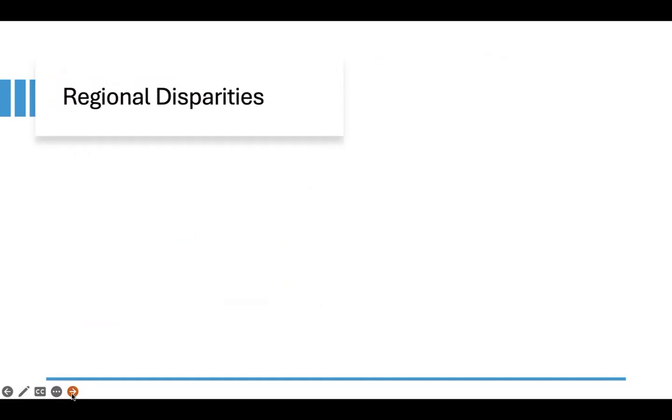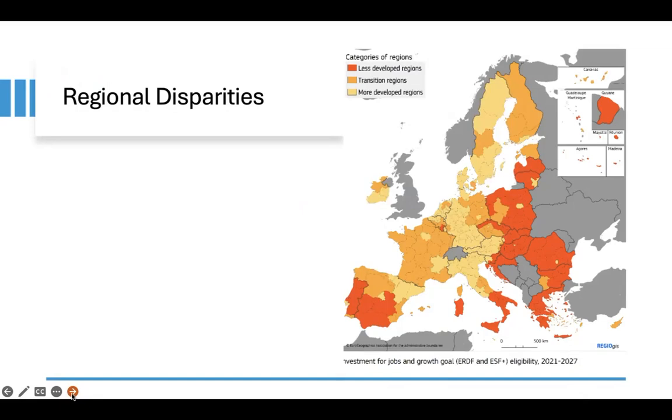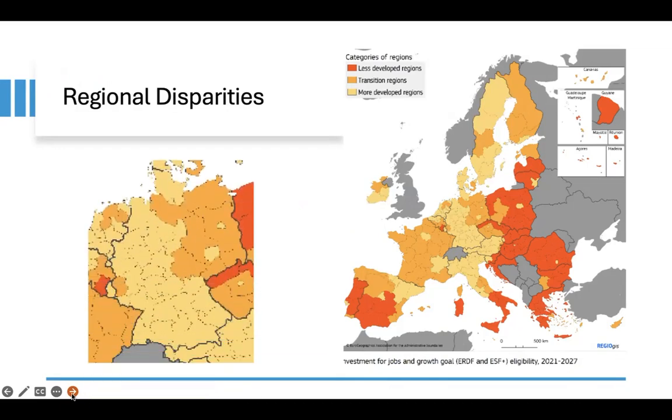And you'll see here that not all EU regions are on an equal footing. This is a map of the various levels of development in each of the regions. And this stark contrast in terms of GDP per capita and other measures of economic development, with Western and Northern Europe often enjoying higher incomes and stronger infrastructure, while some of the Eastern and Southern regions lag behind. And a good case in point is that of Germany.